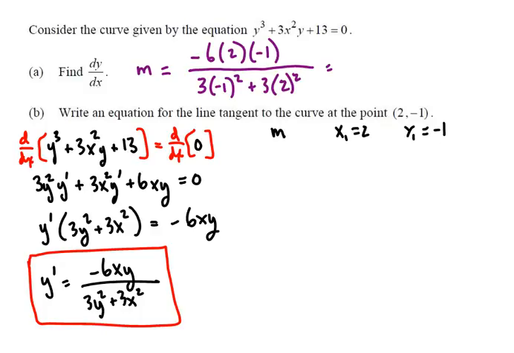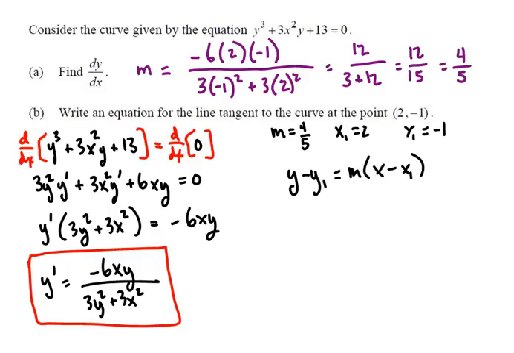So plugging in 2 for x, negative 1 for y, eventually we get a positive 12 over 3 plus 12, which is 12 over 15, and that boils down to 4 over 5. So now we have all the pieces. We have the slope, we have an x value, we have a y value.